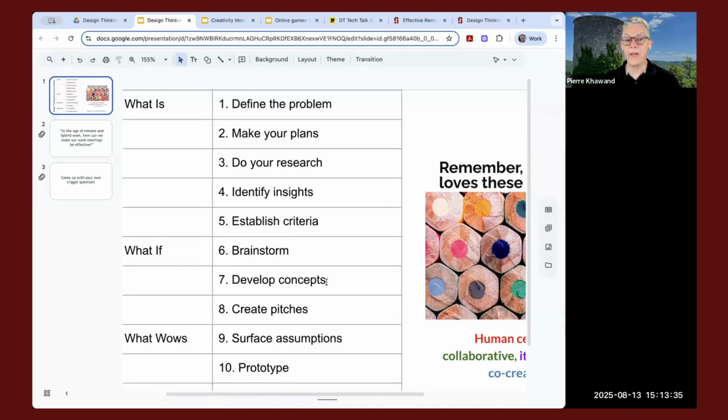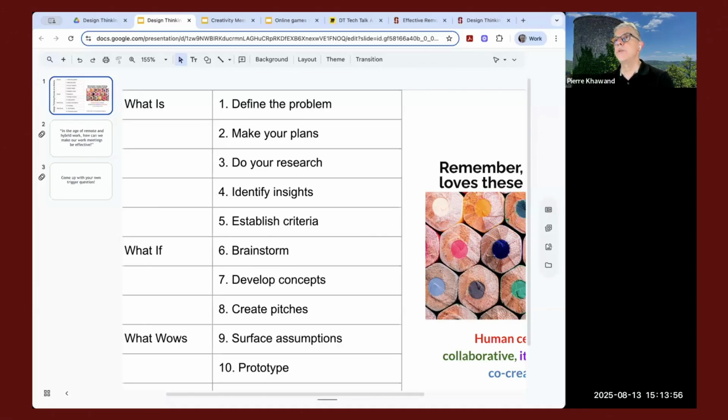When it comes to developing concepts, this is when we move from divergent thinking to convergent thinking, where we start to think about which of these ideas together will work and provide a great solution. And that's when conflicting ideas won't come together.